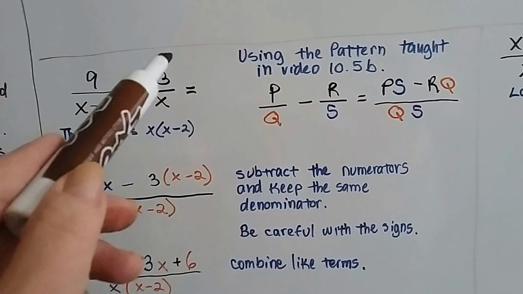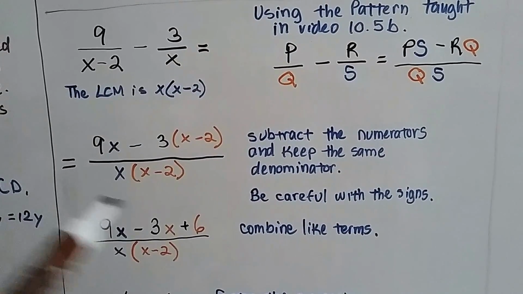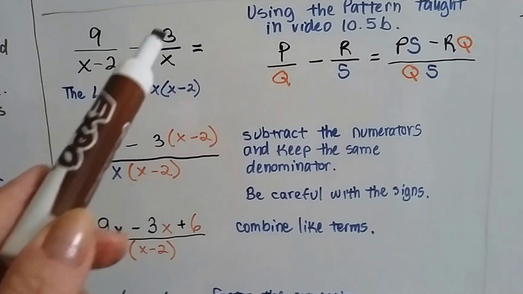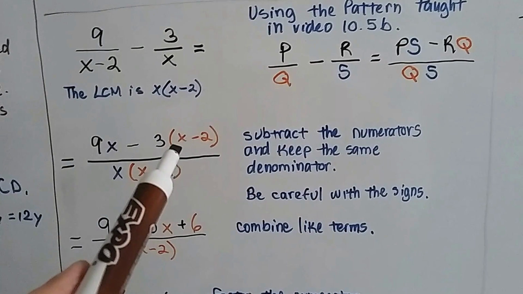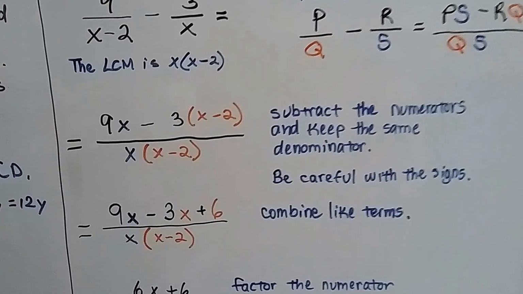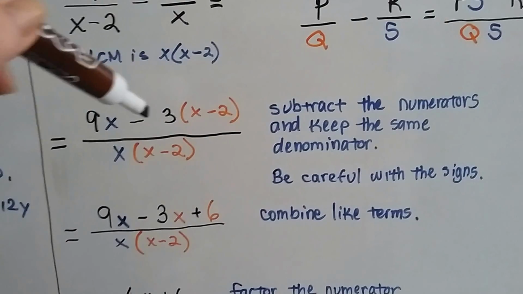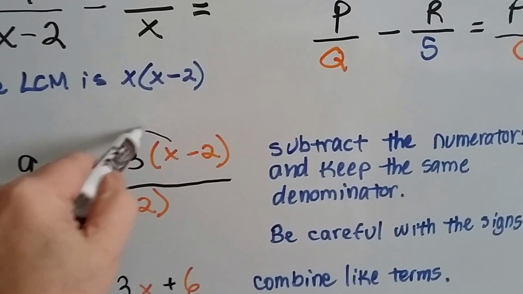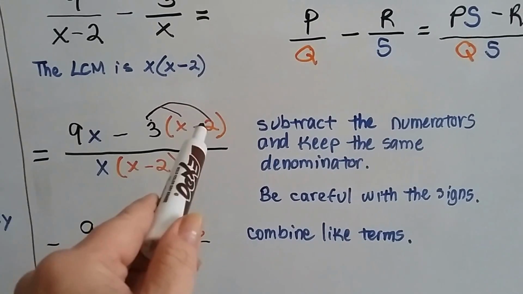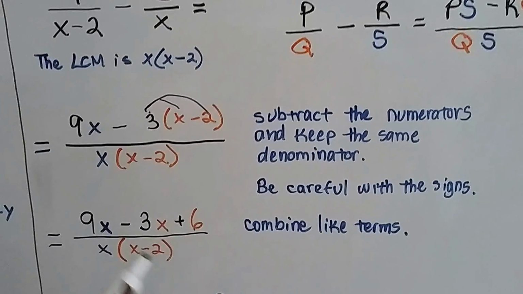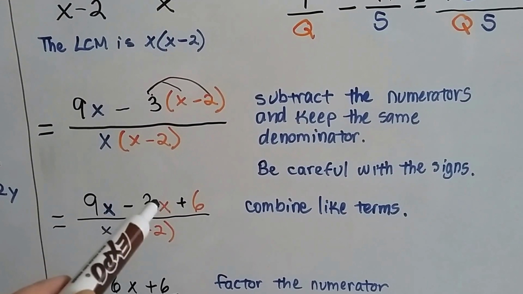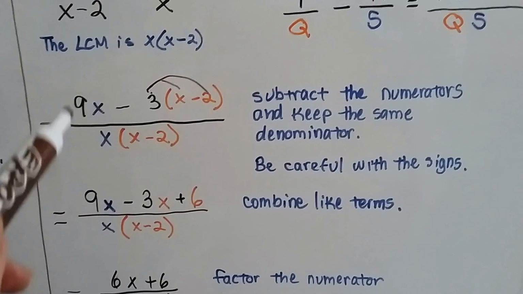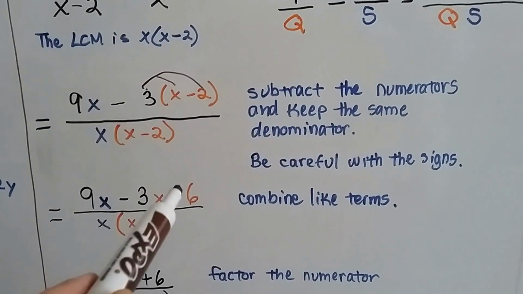Now we have to do the crisscross, don't we? So to do the ps minus rq, we do 9x minus 3 times x minus 2, see? And we've got to distribute this, don't we? We've got a -3 times x, and then a -3 times -2. That's going to give us -3x plus 6, isn't it, when we do the distributive property? And that means we have 9x minus 3x plus 6.